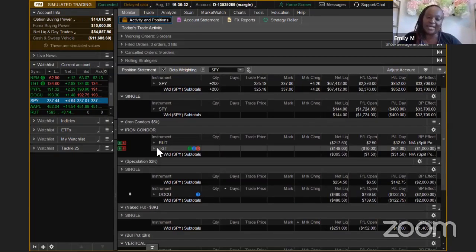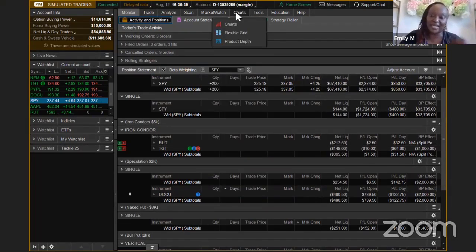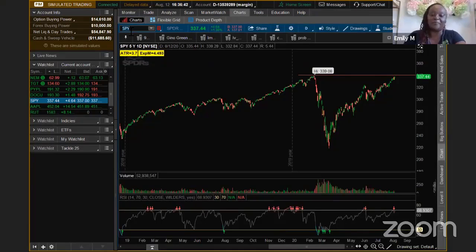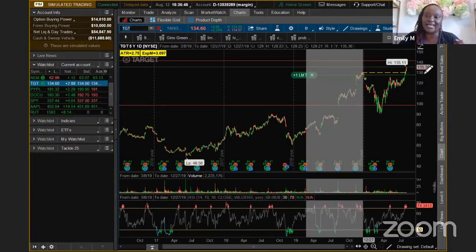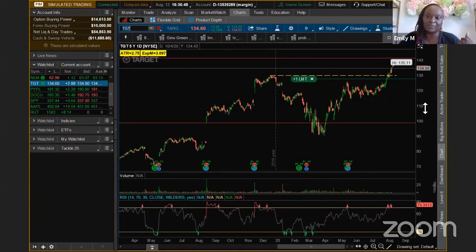Now, like the RUT, I had an order already placed to buy it back at 5 cents and close out the trade. However, last week, and I also have alerts on the stocks when they start to go above certain resistance levels and break below certain support levels.